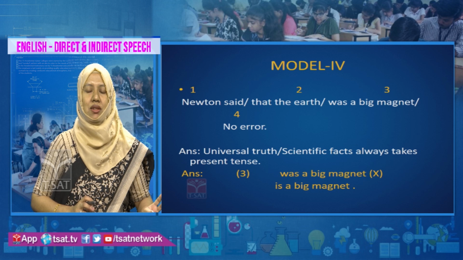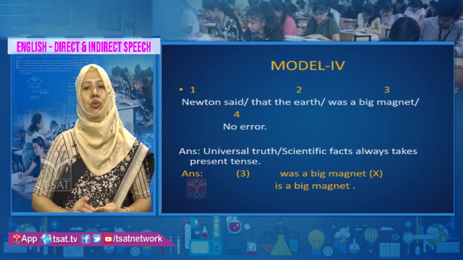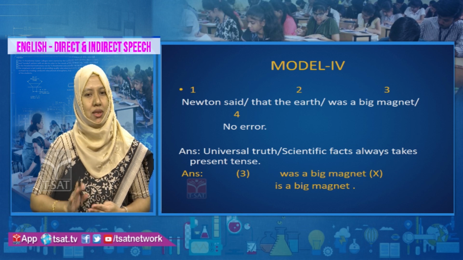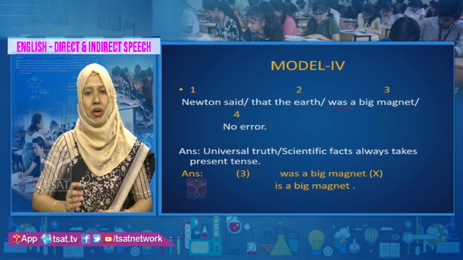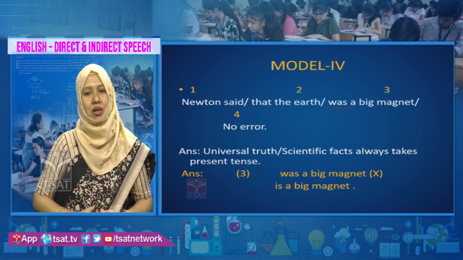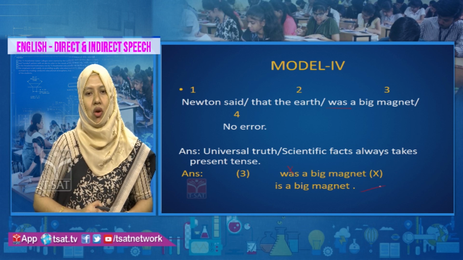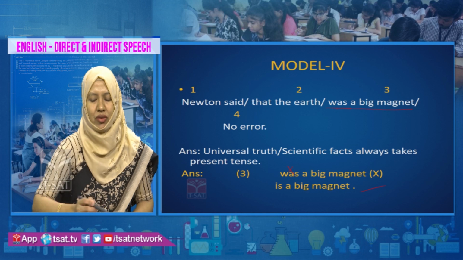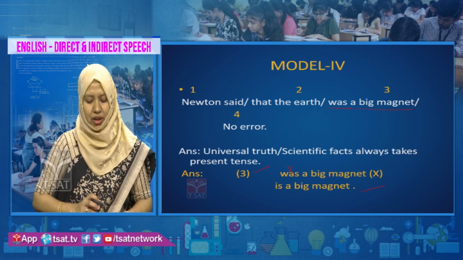Just now we have discussed, whenever we talk about universal facts or habitual facts or scientific facts, they should be in present tense, they should not be in past tense. So here if you look at the sentence, was is used. Here the linking verb is in past tense, which is wrong. You should say Newton said that the earth is a big magnet. So was is wrong, is a big magnet is correct. There is a mistake in the third part of the sentence. So the correct answer is option 3.